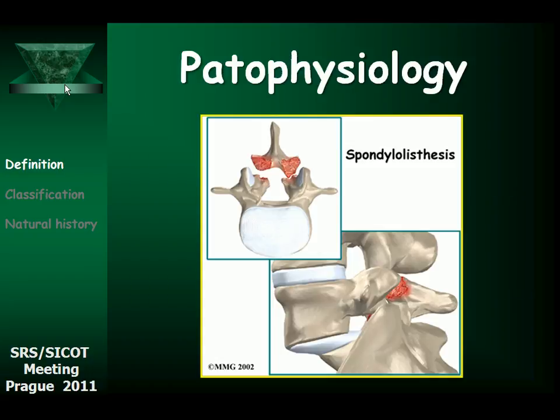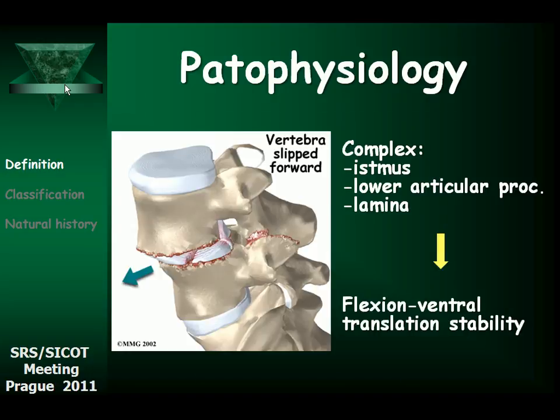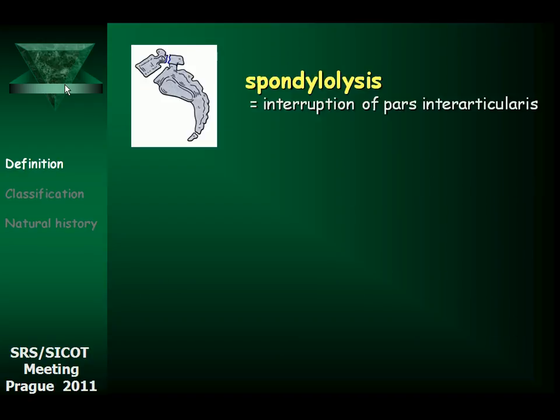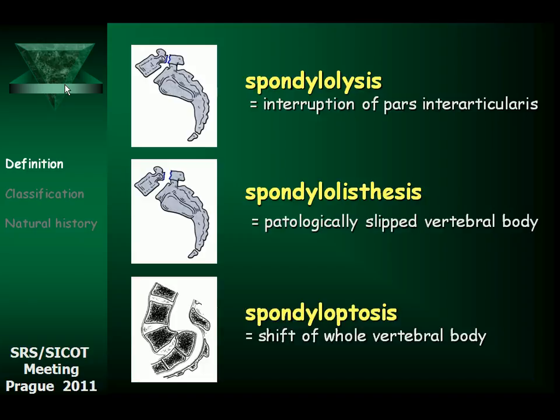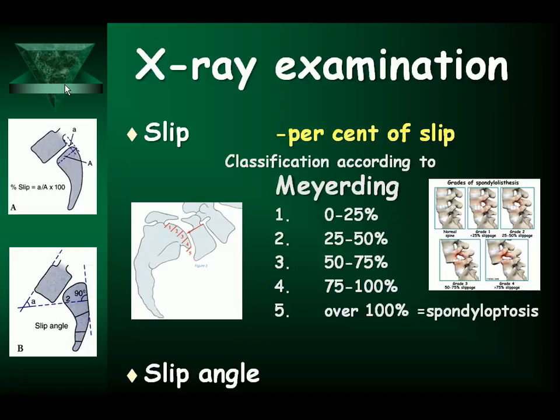The main problem in spondylolysis is in the isthmus, in the lamina, and in the lower articular process. Damage of this complex leads to flexion, ventral translation, and instability, which produces the spondylolisthesis. We can distinguish between spondylolysis, which means interruption of the pars interarticularis, spondylolisthesis, which means a pathologically slipped vertebral body, and spondyloptosis, with shift of the whole vertebral body.